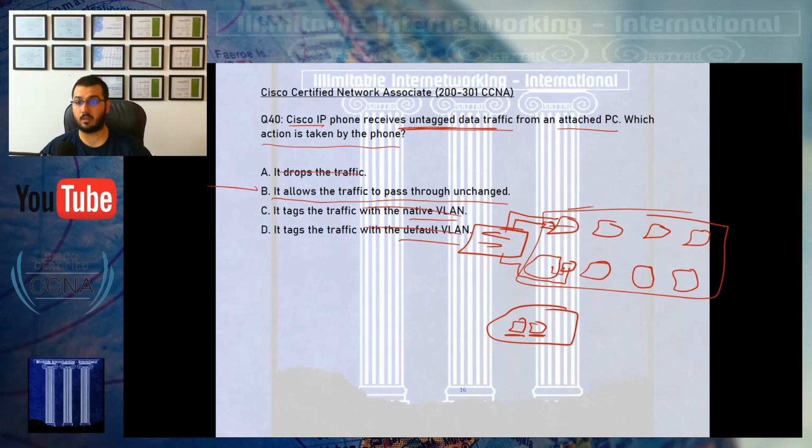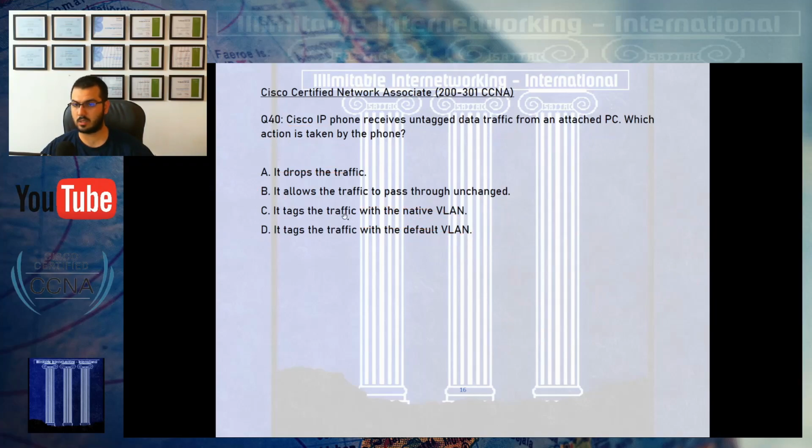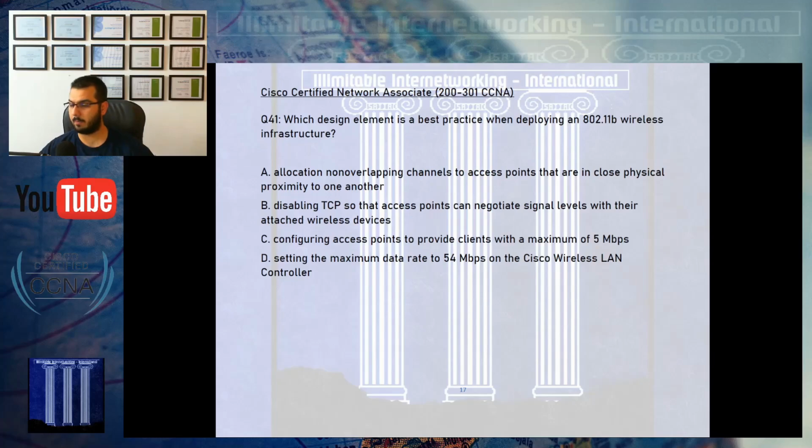That's why your Cisco IP phone will receive data from a PC. Why is the Cisco IP phone connected to the PC? For this reason: the Cisco IP phone is serving your PC and connecting your PC back to the switch and to the network. So this is what's happening in enterprise and campus networks. Okay, so this is question 40. Let's head to question number 41.